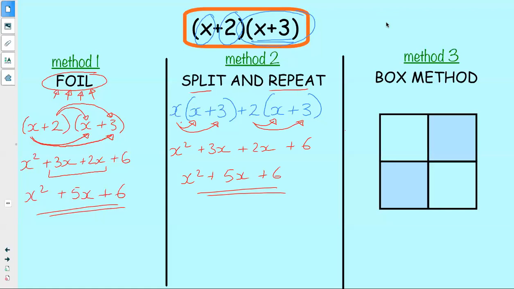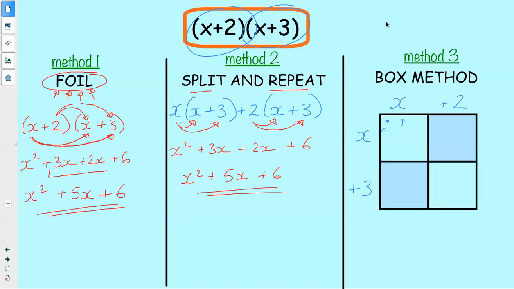Box method. You are going to take the terms in the first bracket. So if we look at the first bracket here, you're going to write the x here and the +2 here. And then you're going to take the terms of the second bracket, and you're going to write x here and a +3 here. You can do it the other way about if you want to have your x add 3 on top and your x add 2 at the side. Doesn't really matter. So you're really going to work out this first box here. So to work that out, you're really doing your x multiplied by your x.